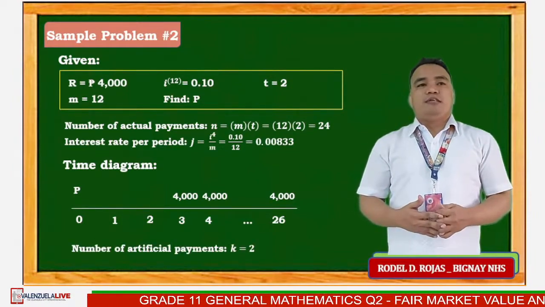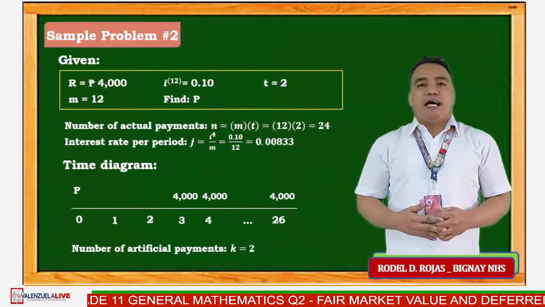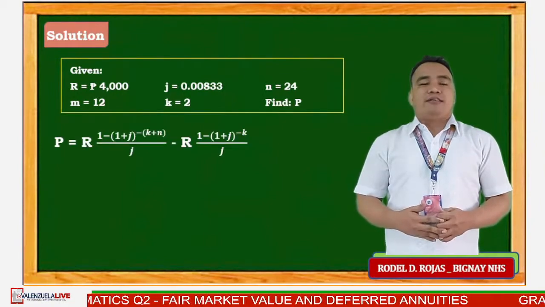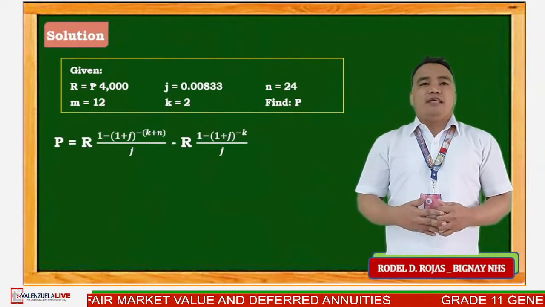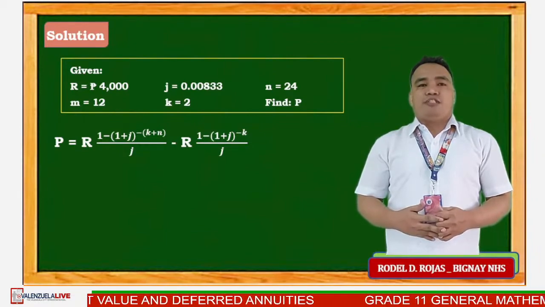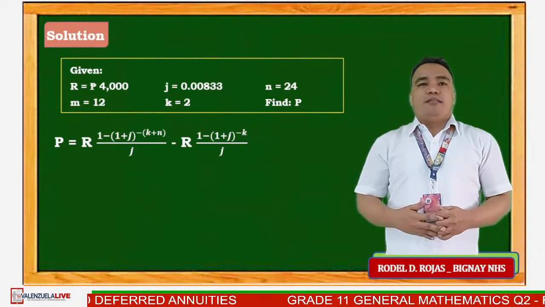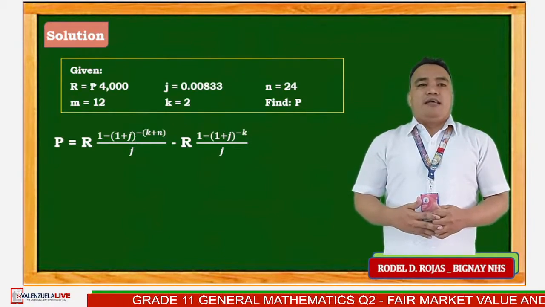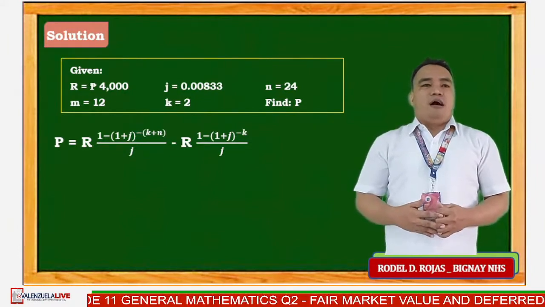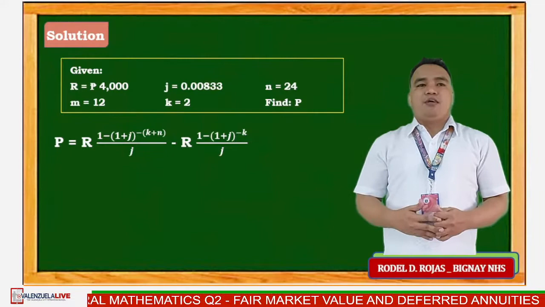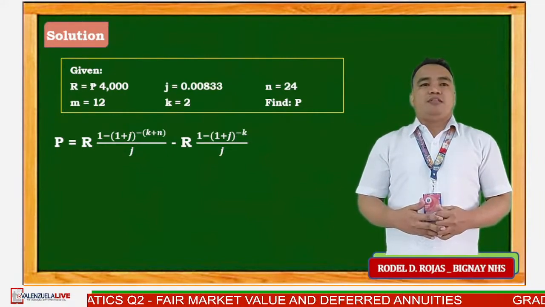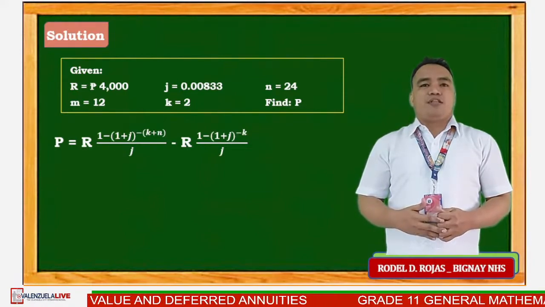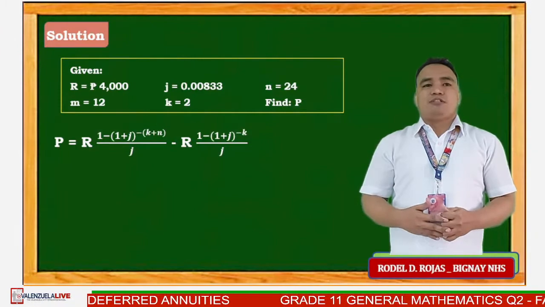For the solution, the present value P of a deferred annuity is given by the formula P equals R times 1 minus the quantity of 1 plus J raised to negative of the quantity K plus N all over J minus R times 1 minus the quantity of 1 plus J raised to negative K all over J. Again, the given R equals 4,000 pesos, M equals 12, J equals 0.00833, K equals 2, and N equals 24. Next is substitute the given to the formula.